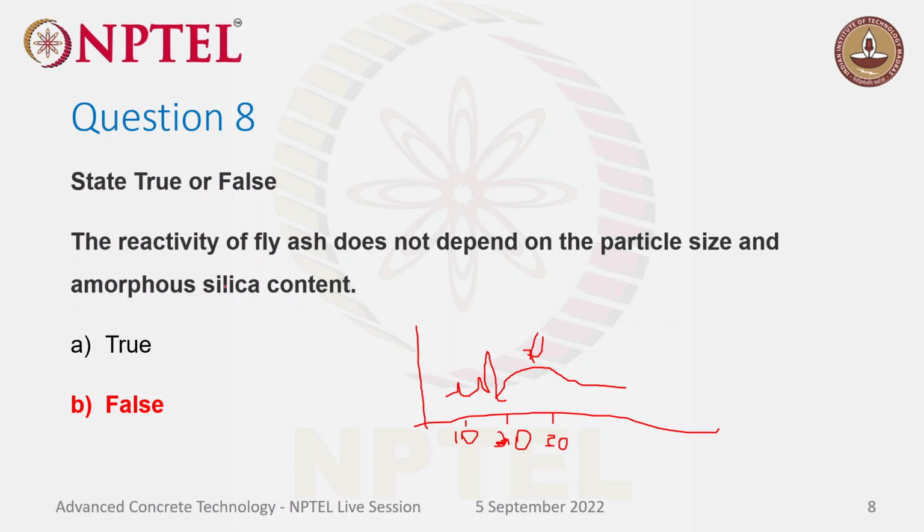So this statement is false, and then increasing the particles is obviously increase the specific surface area available for reaction. So increasing the particles will also increase the reactivity, and primarily the reactivity will be due to amorphous silica content. So this statement is false. So if you see the XRD plot of fly ash, you'll see an amorphous hump from 20 to 30 degree, which indicates the presence of amorphous reactive silica in it, and which is responsible for the reactivity.